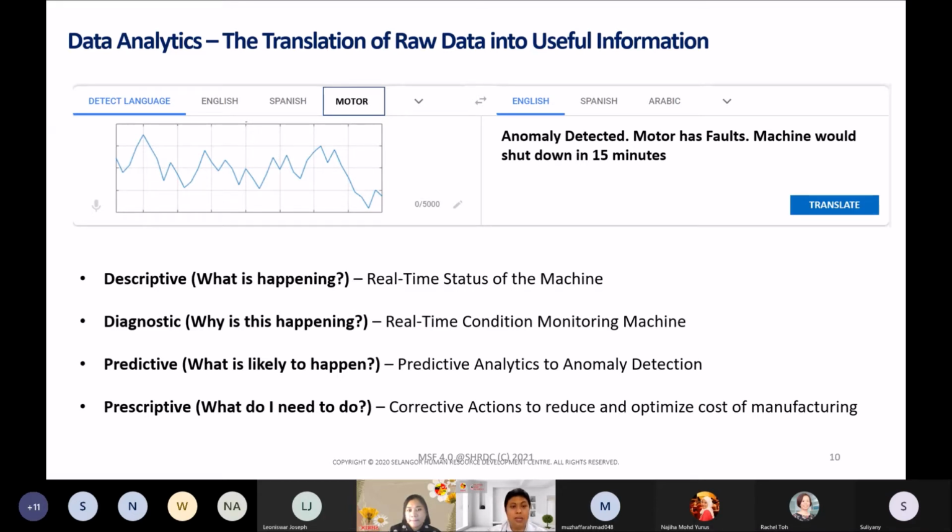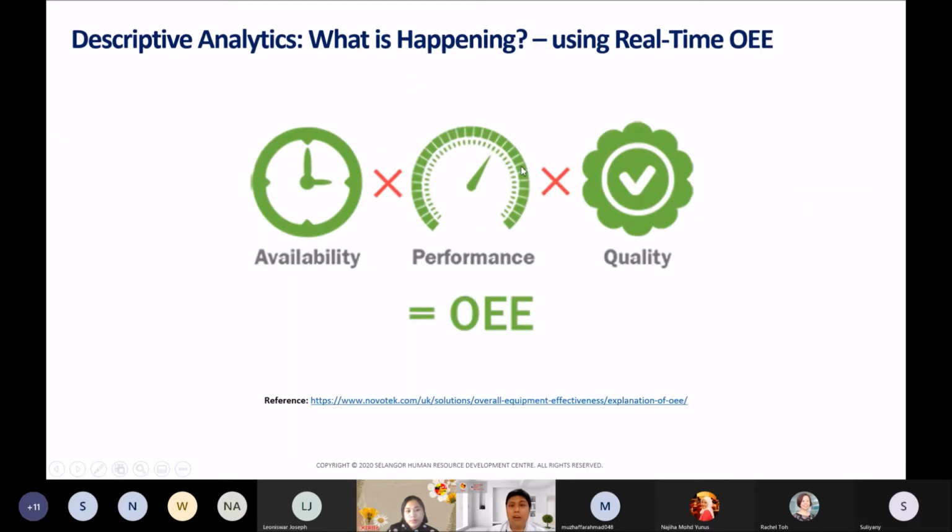Why is it happening, right? Diagnostic. Okay, what is likely to happen? Predictive, which is machine will shut down in 15 minutes. Prescriptive will then be able to tell you what do you need to do next after it shuts down, right? So therefore, this will then be able to give you real useful information of what is actually happening in a current machinery situation. Okay, so descriptive analytics can be as simple as using real-time OEE, right?